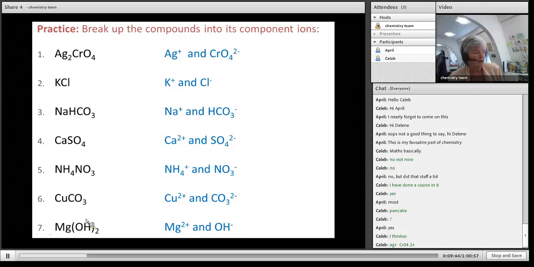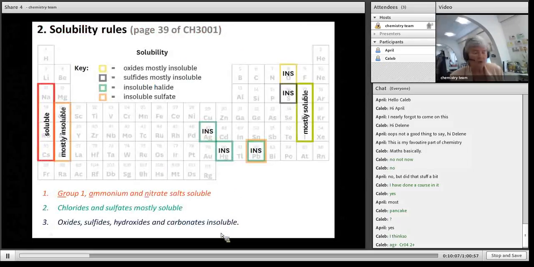So if you said Cu plus and CO3 minus, it would be marked as incorrect for your equation and so on. So make sure you know the charges and that you can break it up, because you will have to write equations taking a solid and breaking it up into its ions for solution. So the next one was the solubility rules.